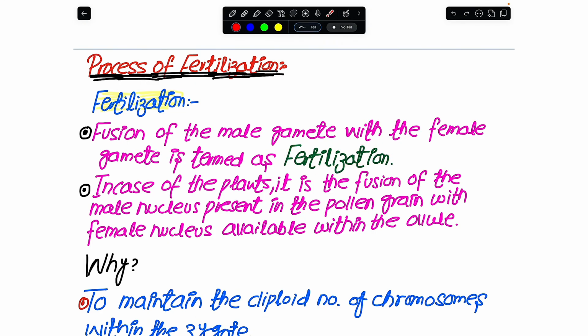If we were to talk about the human beings, this would be the fusion of the sperm cell and the egg cell. But since the plants are concerned, we would say that this is actually the fusion of the male nucleus, which is available within the pollen grain, with the female nucleus, and we know that it is present within the ovule that we have got in the ovaries.